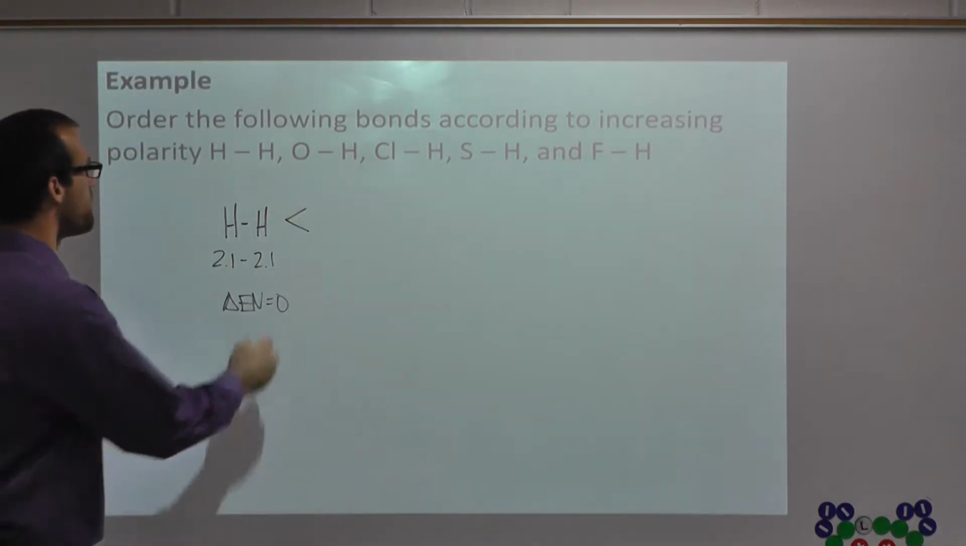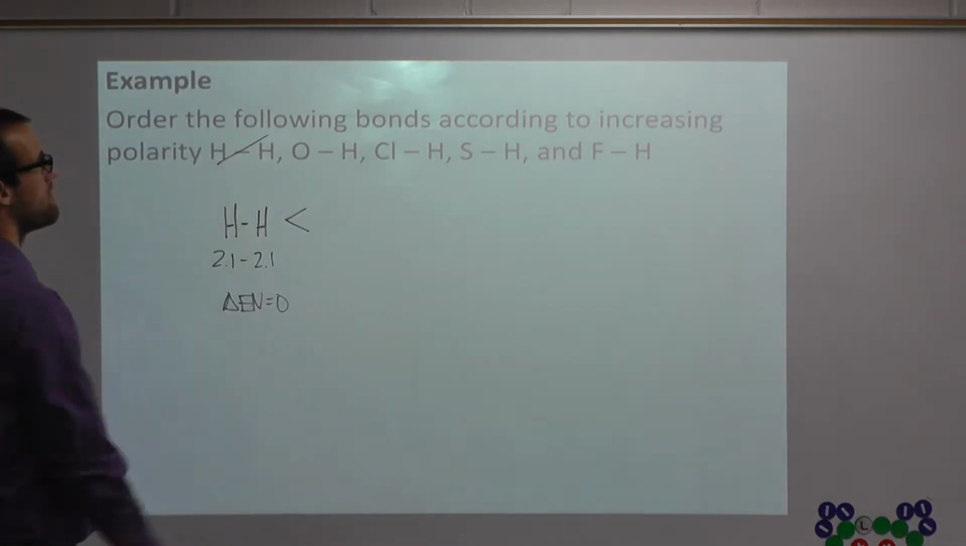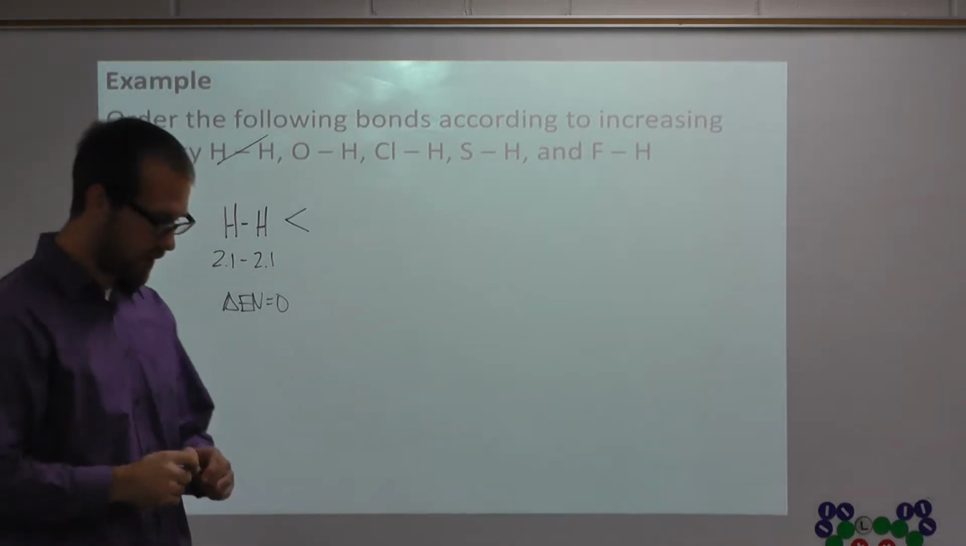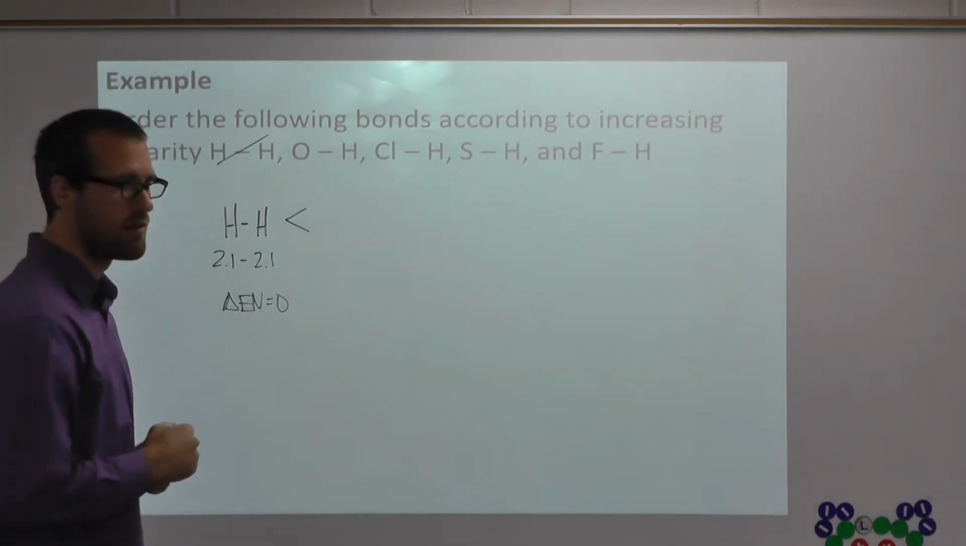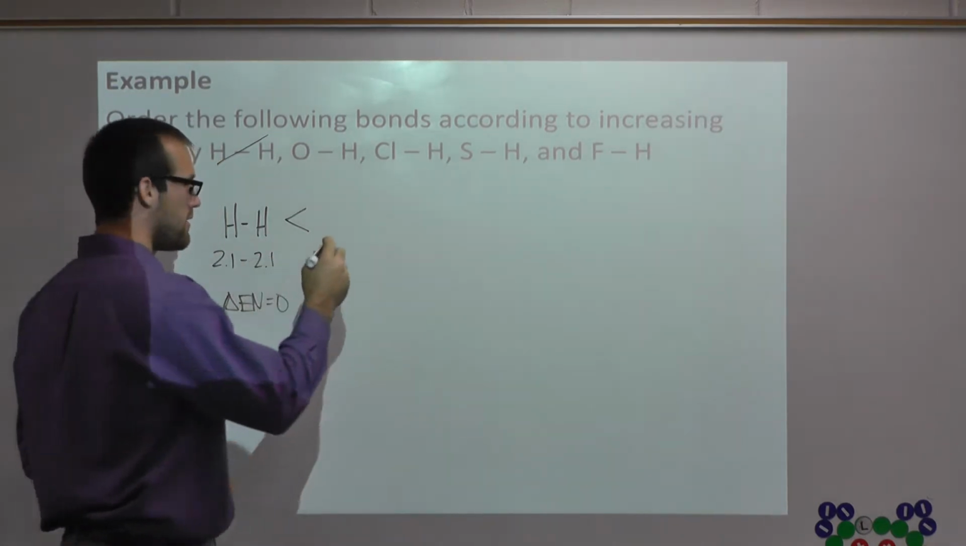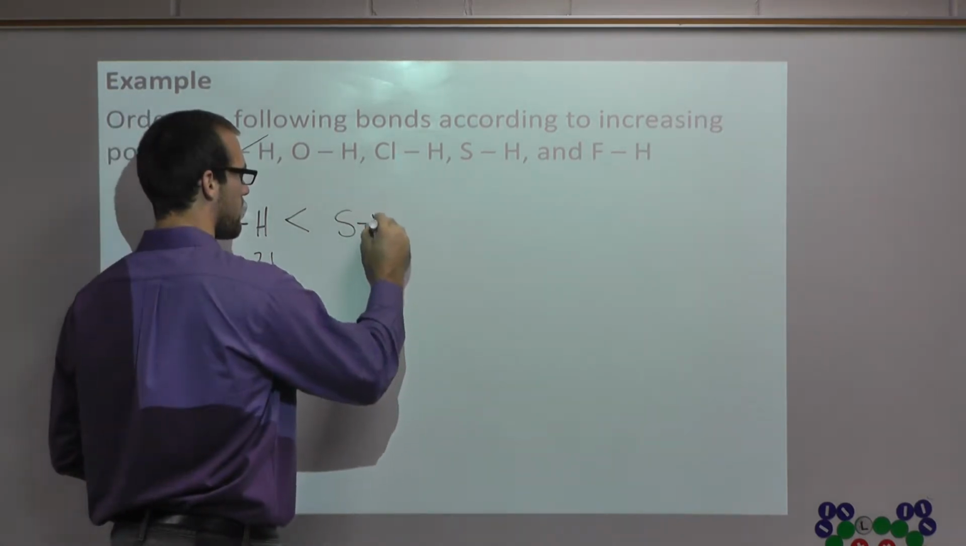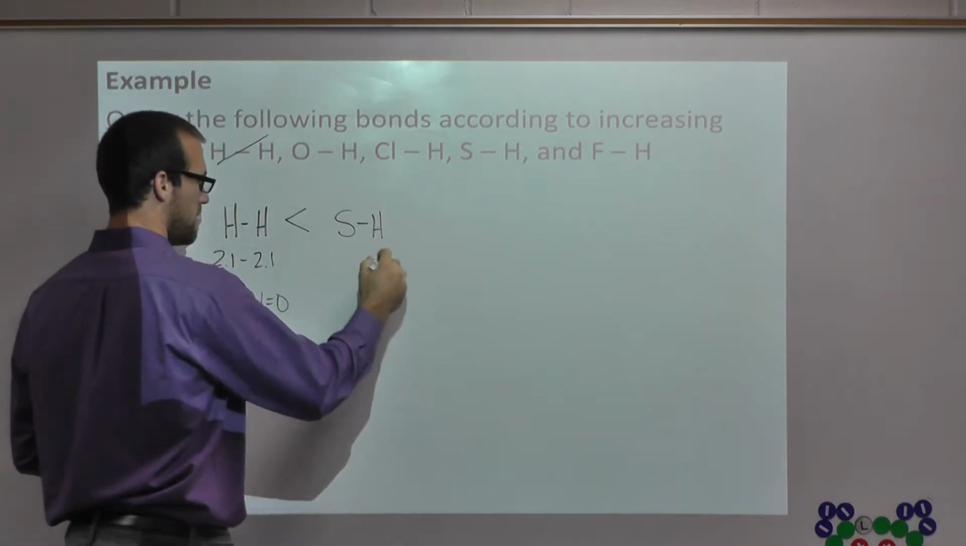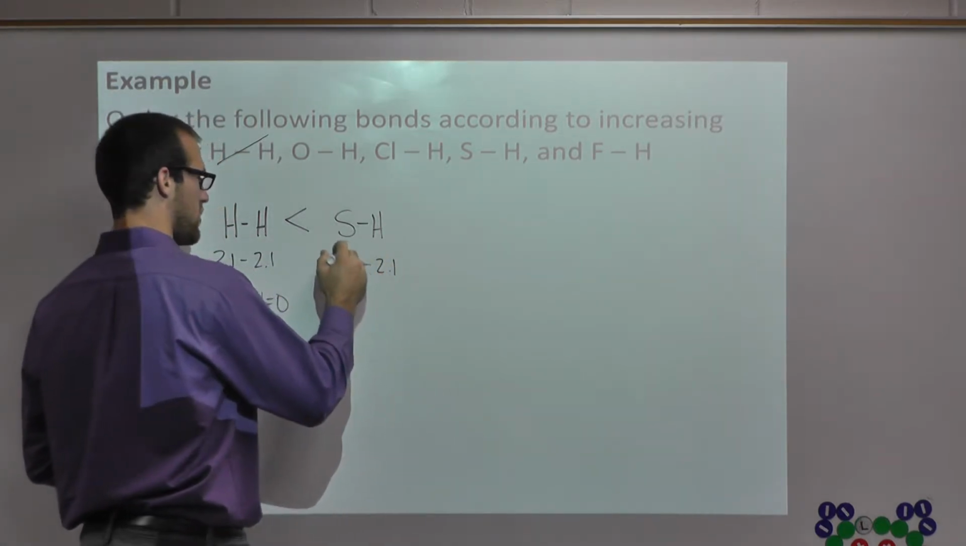What's next? Probably SH. Okay, anyone disagree with that? It'd be FH. No, it's not. I think it's the biggest. Okay, we know that hydrogen is a 2.1, sulfur is actually 2.5.